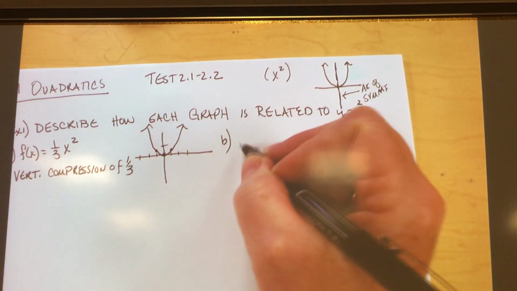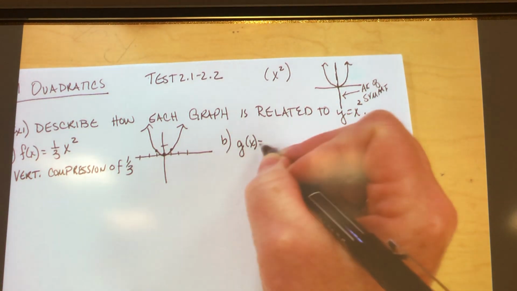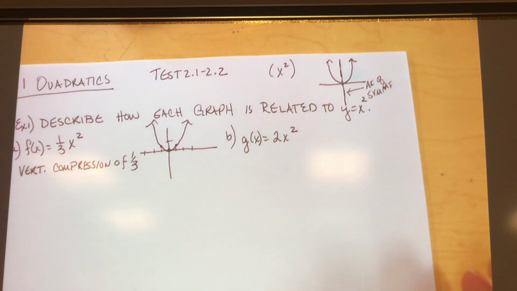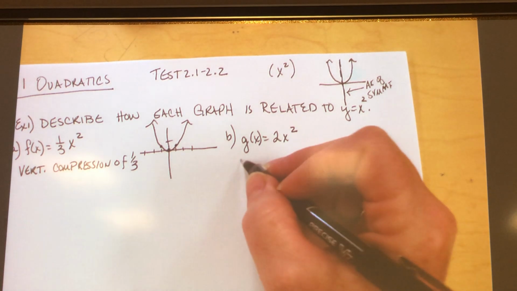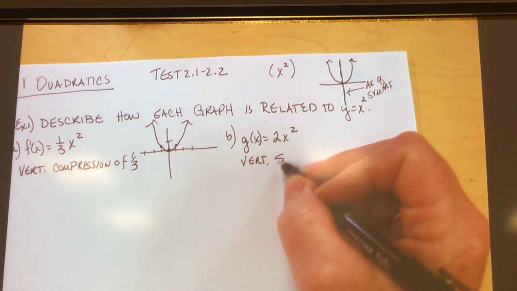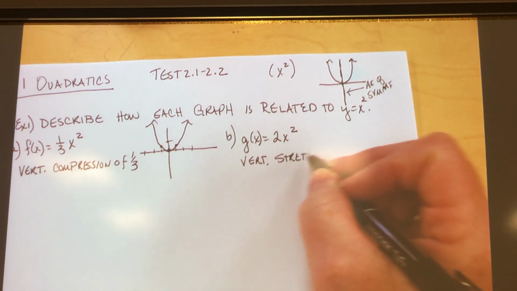All right, so here's the next one. g of x is equal to 2x squared. Anybody want to tell me? A vertical stretch of 2. You have to tell me what it is. A vertical stretch of 2.